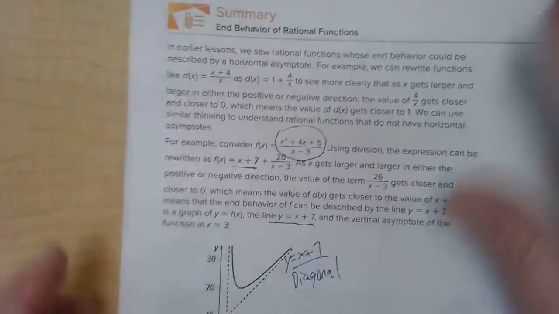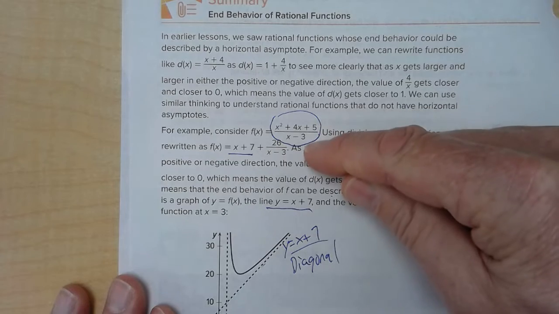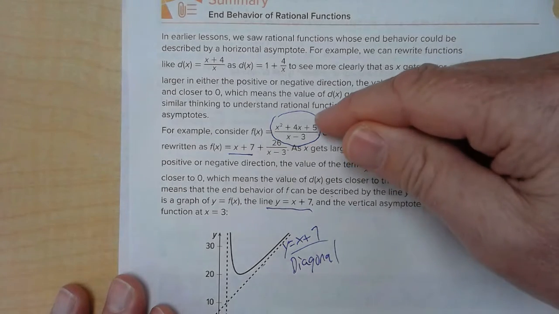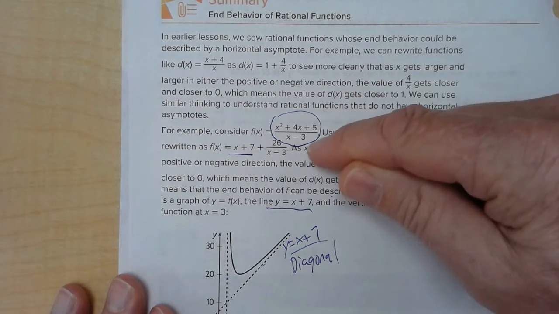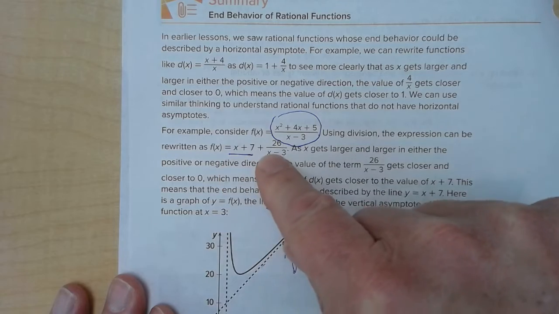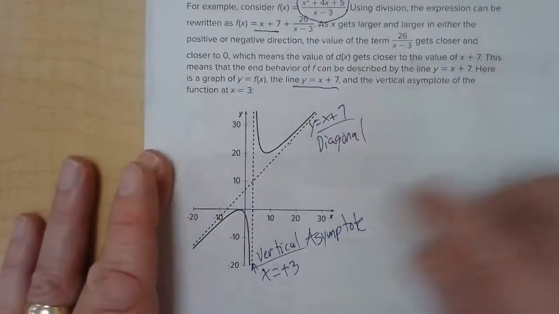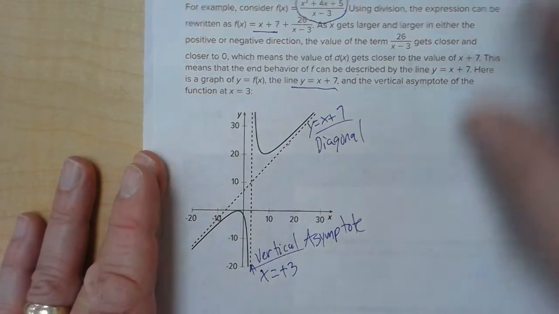Okay. So the main thing is, you have a polynomial divided by a polynomial, which is why it's in unit two. You've got a polynomial, which is x squared, divided by another polynomial, which is just x. And then you can divide it. You get this. That's your diagonal. And then there is your fraction left over. And it creates this graph right here, the diagonal, and then there's your vertical.